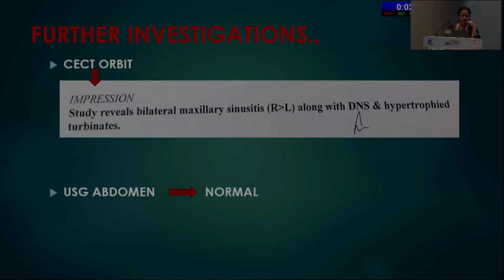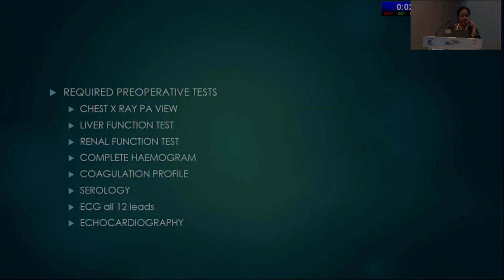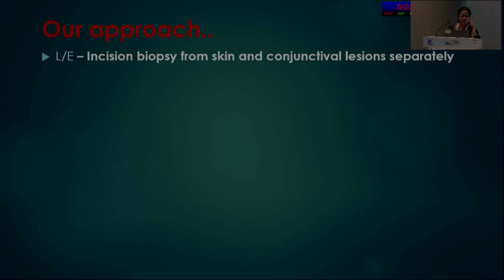So we went for a CECT orbit. The study revealed only bilateral maxillary sinusitis. I wanted to do this CT scan just to rule out any orbital involvement, because though clinically I was not suspecting anything, I did it. USG abdomen was also normal. Then we went for the required pre-operative tests, some of which were also to see whether there was an associated distant malignancy, if at all the pigmented lesion came out to be malignant.